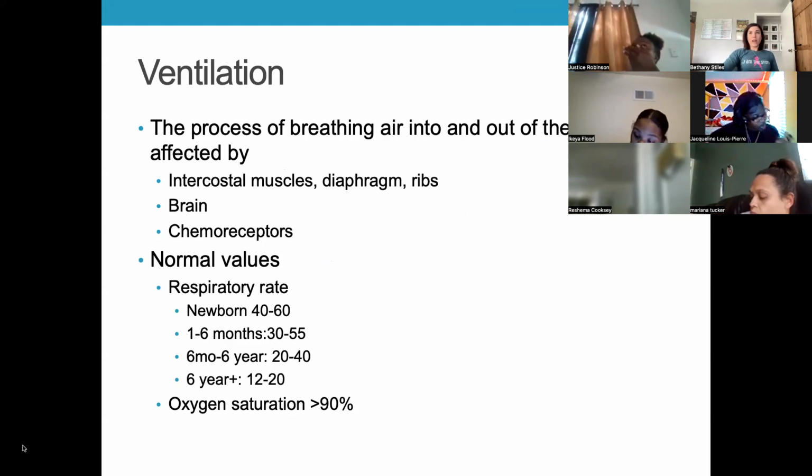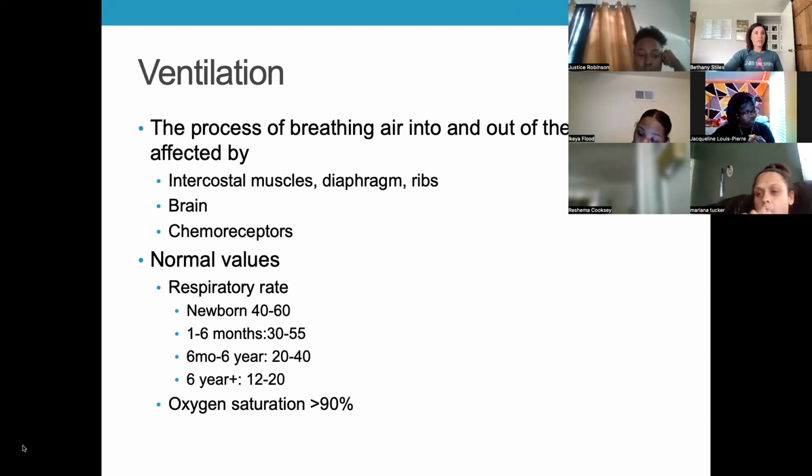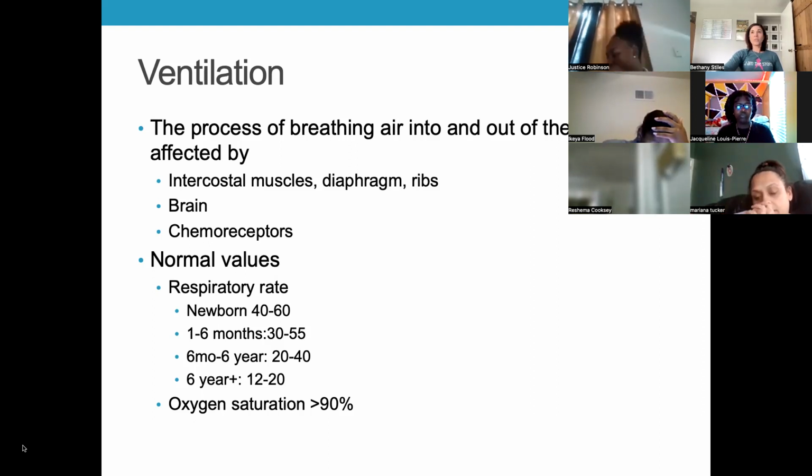We have our normal values that we need to keep in mind for our pediatric population. Their respiratory rate is going to be much faster than an adult's until they get to be about 6 years old. Then we'll be back down to adult values. And it's important to remember that our oxygen saturation should be greater than 90 in any child.